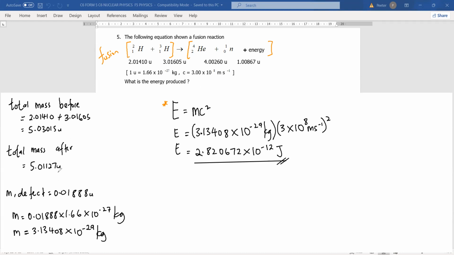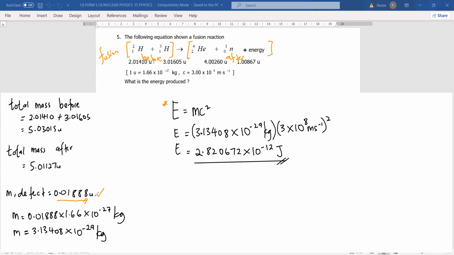So the mass defect should be the total mass before minus after. Before minus after. So this minus this, we get this. This is the mass defect in the unit of atomic mass unit.